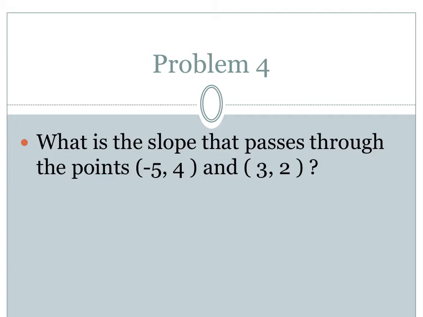So you should have paused it and tried on your own, and now I'm going to show you how it should be done. So I'm going to label this as x1, y1, and I'm going to label this as x2, y2. So my formula is y2 minus y1 over x2 minus x1. Okay, so when I plug it in, I get 2 minus 4 over 3 minus, now hold up, I got another negative, so I'm going to put that in parentheses.